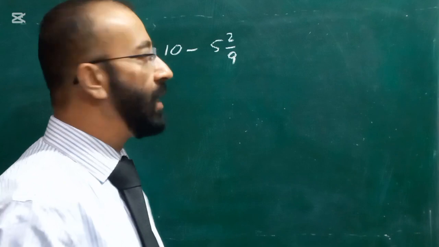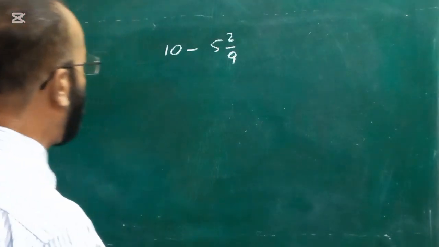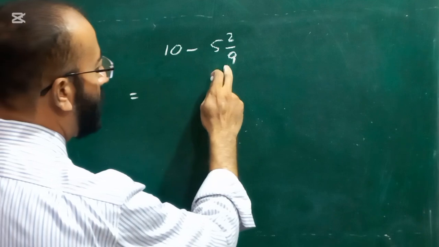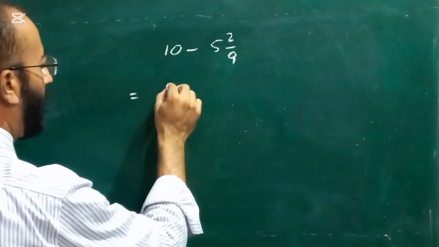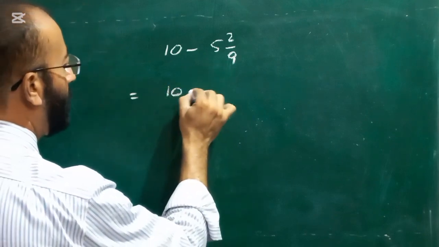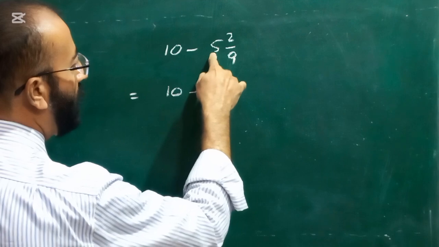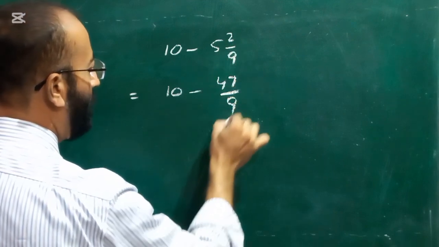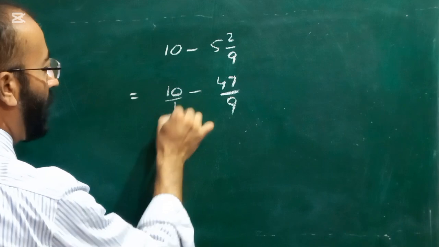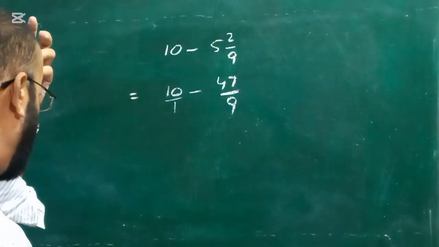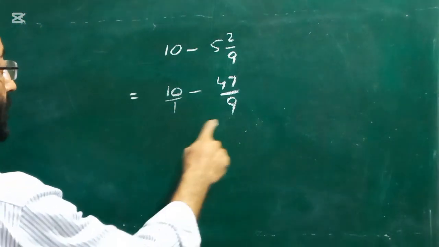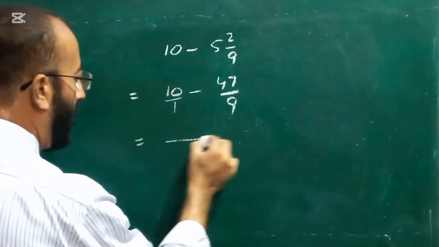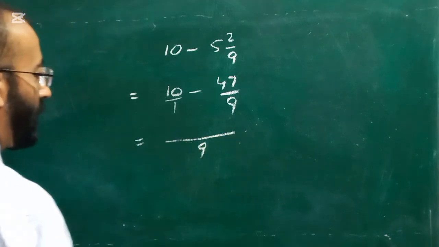So now we will solve the same question by the second method. First we will convert this mixed number into an improper fraction, that is, 10 will remain as it is. 9 5s are 45 plus 2 will be 47. This 9 will remain as it is. In the denominator of 10 we can place 1. So now we will take the LCM of 1 and 9. So the LCM of 1 and 9 will be 9, that will be placed in the denominator.